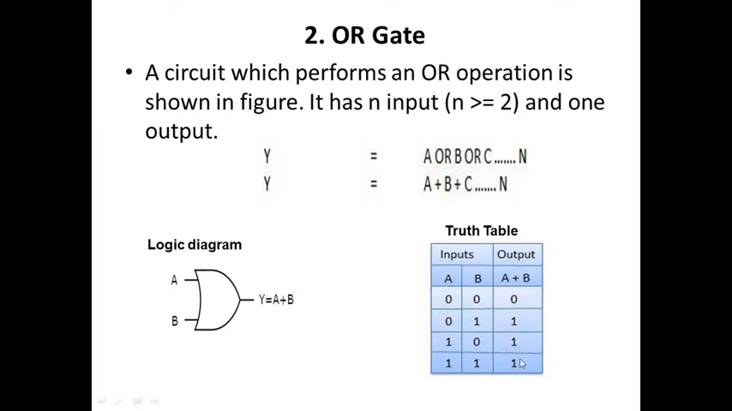Now don't get confused between this and binary addition rules. Binary addition rules: 1 plus 1 is 0, carry 1. Do not apply it here. This is an ORing operation. So 1 plus 1 is just 1. No carry and all.